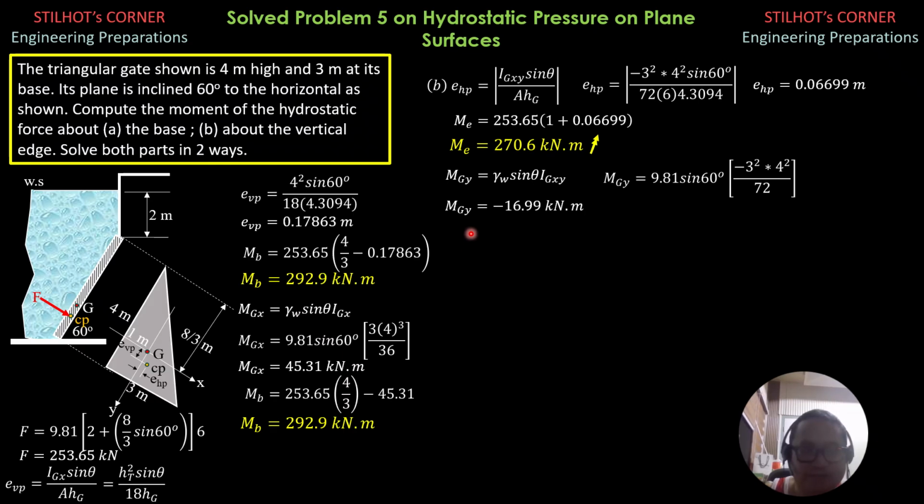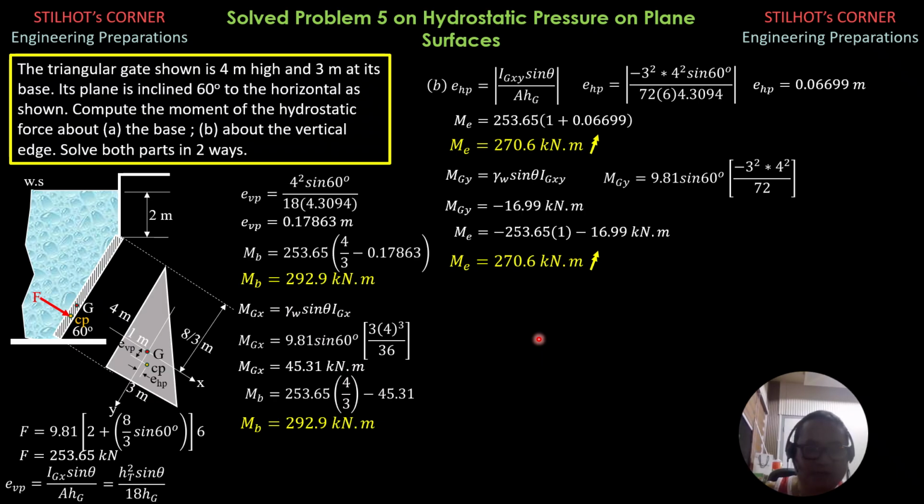So M about the edge is negative F times 1, 253.65 times 1, plus negative 16.99. So it is negative 270.6 kilonewton meter, and it is directed in that direction. So that's it for that calculation.